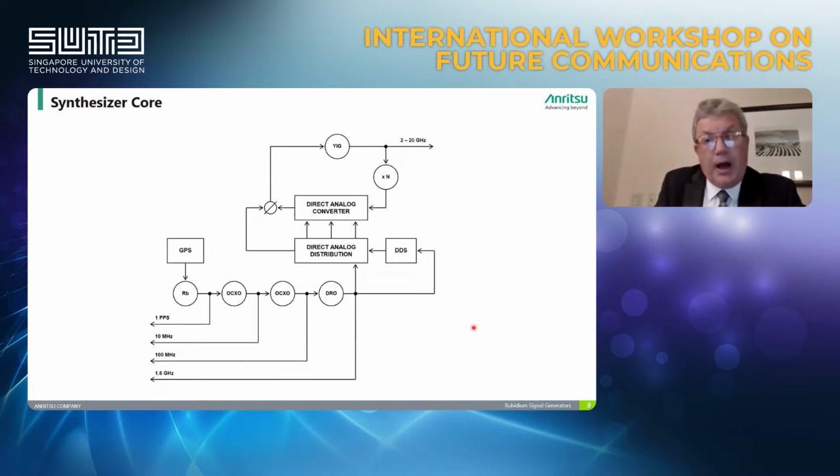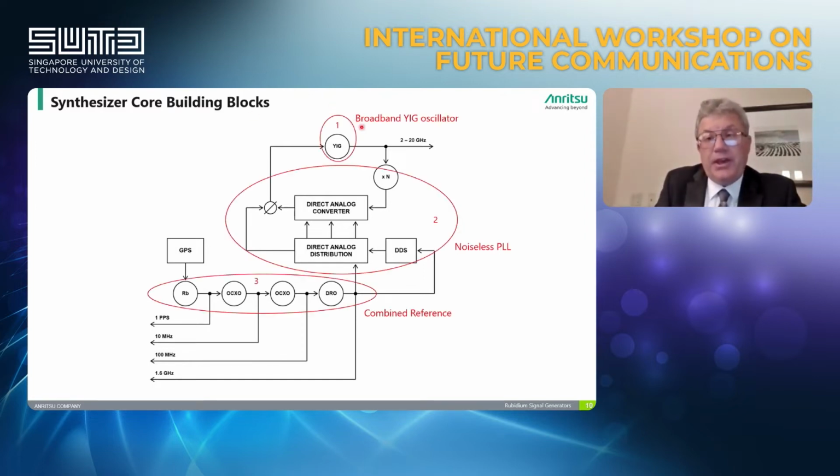How does it work? How do we achieve good phase noise? This slide represents a very simplified block diagram of the Rubidium frequency synthesizer core. A key component here is a broadband YIG oscillator, which covers the 2 to 20 gigahertz frequency range with very low phase noise, such as minus 170 dBc per hertz at high frequency offsets.